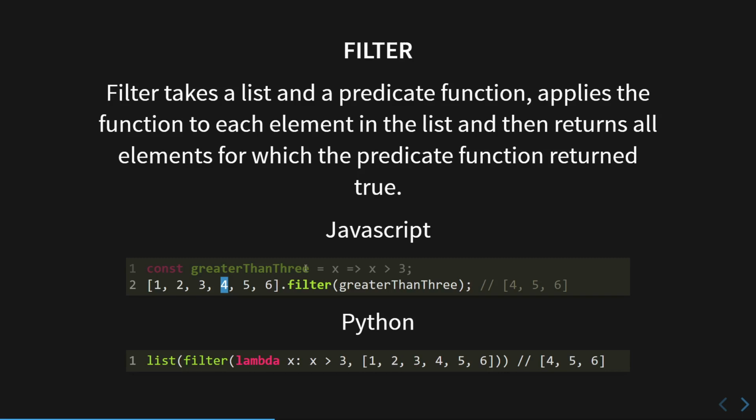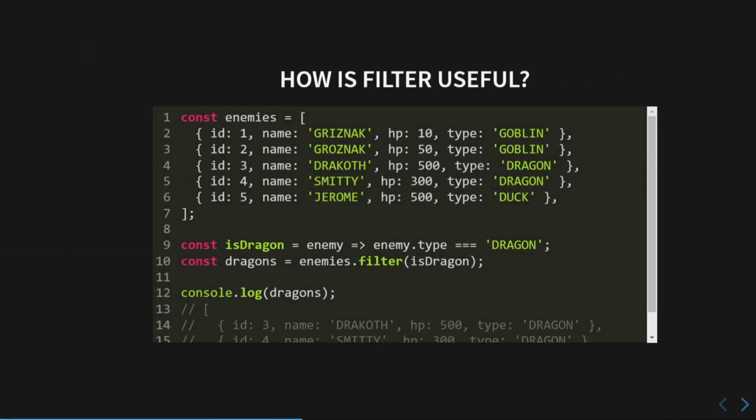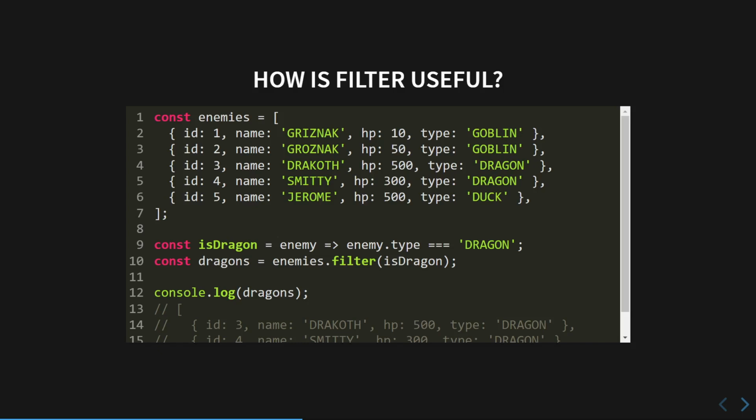But now when we get to 4, we can see that 4 is greater than 3, which returns true, and now it's added to the array. And it's the same for 5, and it's the same for 6. And you can see in this Python example that it's pretty much identical to the map example. Filter is a really useful function, and I want to show a little example of how it can be used.